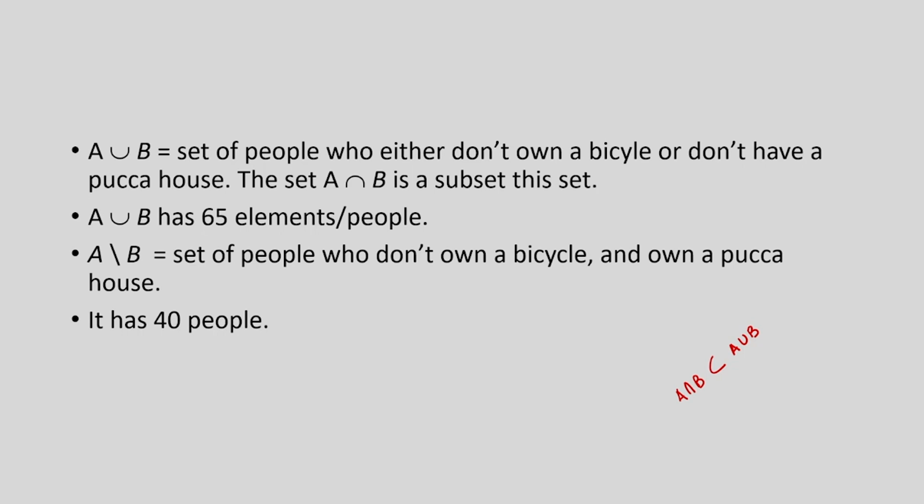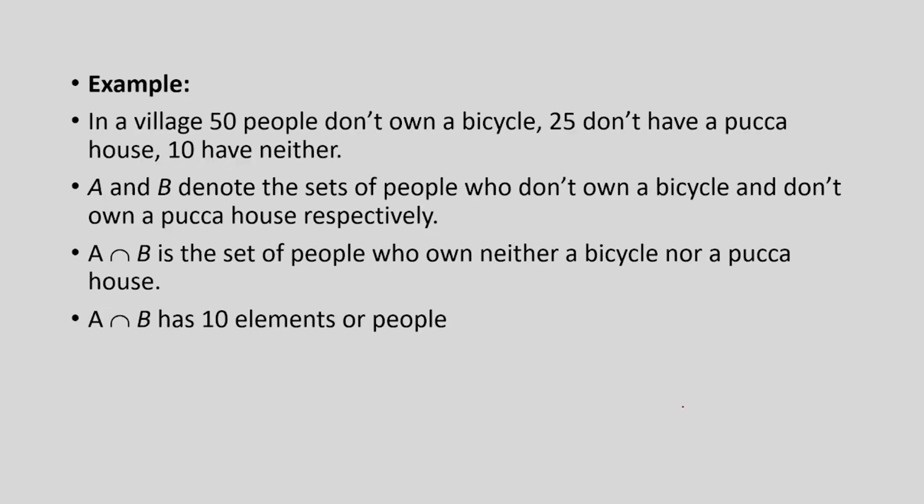How many elements are there in A union B? It has 65 elements or people. How do I know that A union B is having 65 people? The reason is this, that look at A, number of elements in A. Let us suppose I am representing by this number A. This is 50, and how many people don't own a Pakka house? This is 25, all these are given. How many people belong to A intersection B? That is also given. Okay.